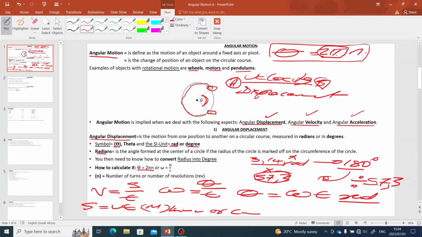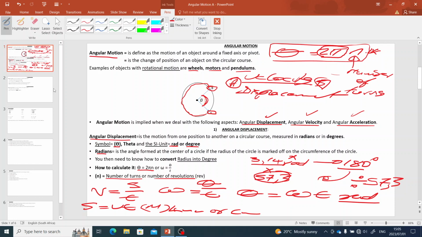In its degrees form, it is 180 multiplied by 2, it is 360. It occurs on the circular course. Then the n there, it is number of turns or number of revolutions. How many times have you made your turn on that circular course? That is that n for number of turns. It's one of the formulas that we will be using to calculate angular displacement: 2 pi n, n for number of turns.